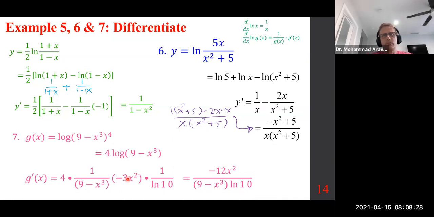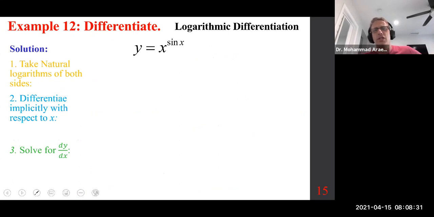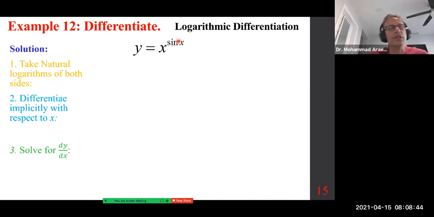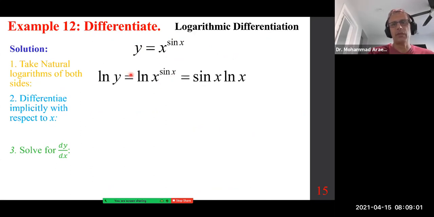Because of this, we have a technique called logarithmic differentiation, which we use when the function is complicated, or when the base as well as the exponent are both functions. The very first step is to take the natural log of both sides. The natural log of the left side is ln y, and on the right side, sine x becomes the coefficient. So this becomes sine x ln x by the logarithmic property, the power rule.